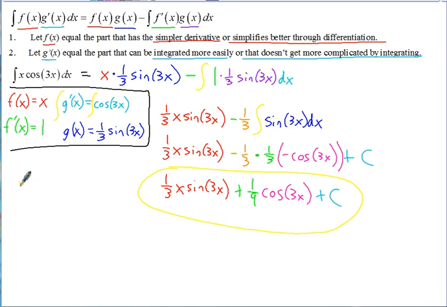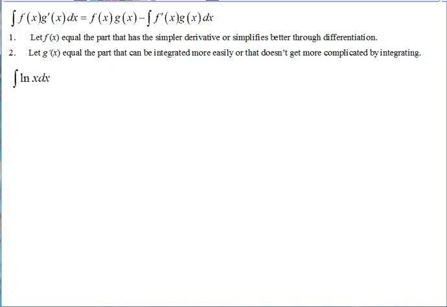All right, let's take a look at another example. I just put the formula at the top here so we can keep referring to it as we go through these examples. So the next one, we've got the natural log of x dx. So we want to figure out again what we set part of the integral equal to f of x and part of the integral equal to g prime of x.